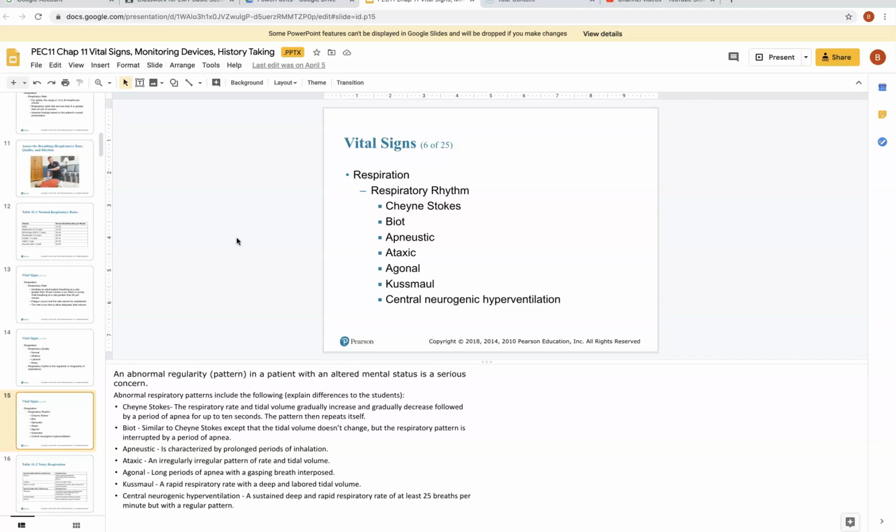Apneustic is characterized by prolonged periods of inhalation. Ataxic is an irregular pattern of rate and tidal volume. Agonal, long periods of apnea with a gasping breath interposed. Agonal breathing is not normal breathing. Kussmaul is rapid respiratory rate with a deep and labored tidal volume. Central neurogenic hyperventilation is a sustained deep and rapid respiratory rate of at least 25 breaths per minute, but with a regular pattern.